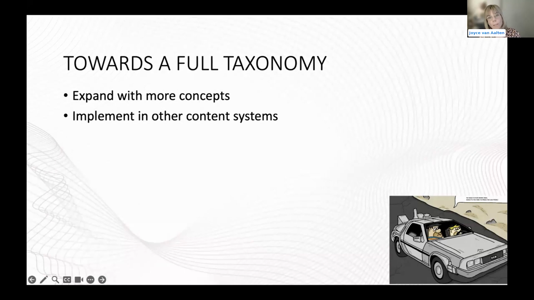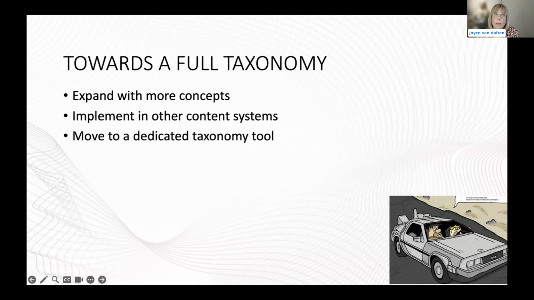Another step you can take is not have only the taxonomy in that first focus content system, but also in other content systems. So if you've implemented the taxonomy in your content management system, also look at your DAM or your LMS or whatever.